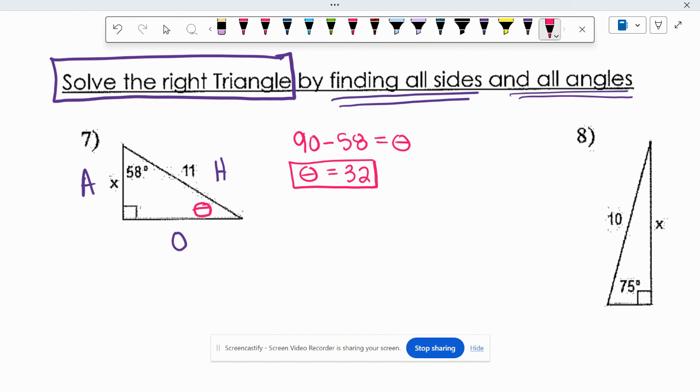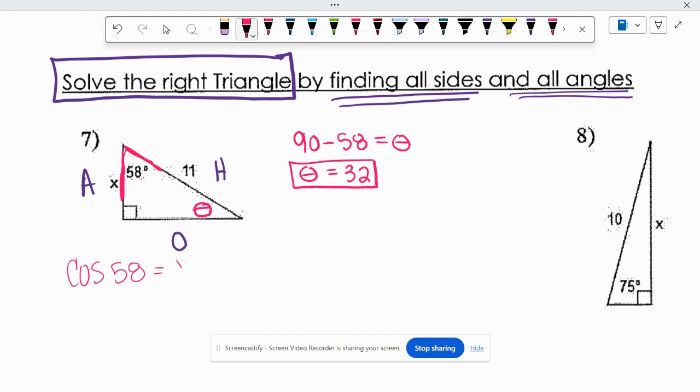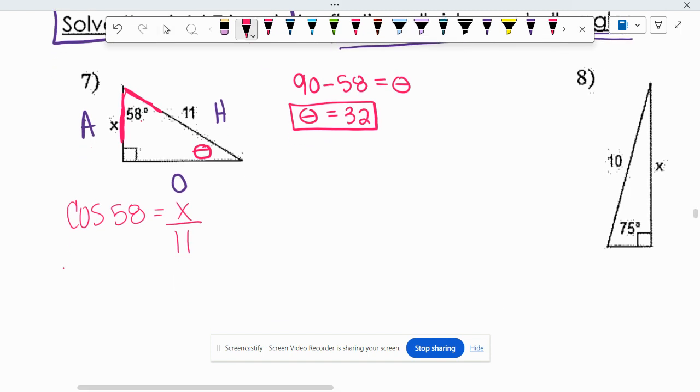Let's start with what's given. So we're going to use 58. So if we use angle measure 58, what trig function am I using? What trig function uses A and H? So the cosine of 58 equals x over 11. So multiply both sides by 11, trying to get x all by itself. So 11 times the cosine of 58 equals x. 5.82. So we're just going to do to the nearest tenth. So how about just 5.8?